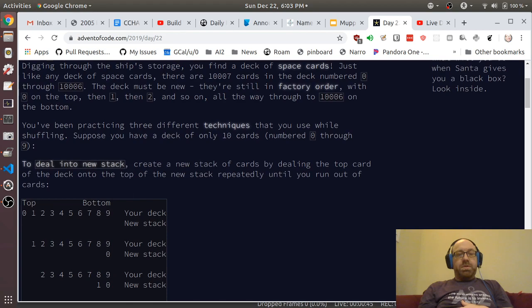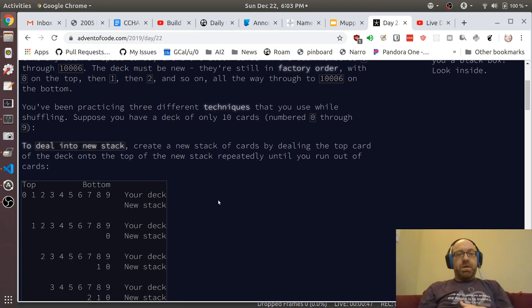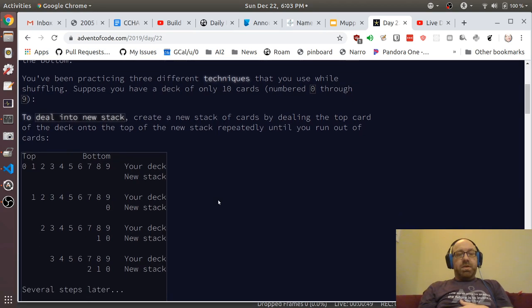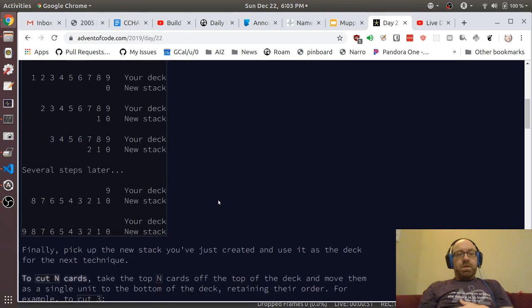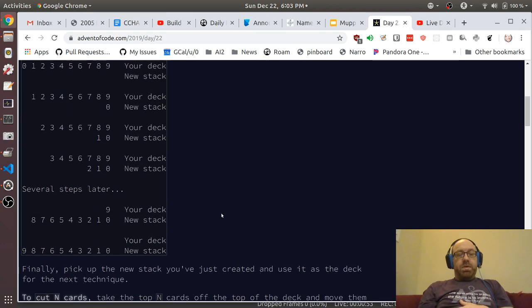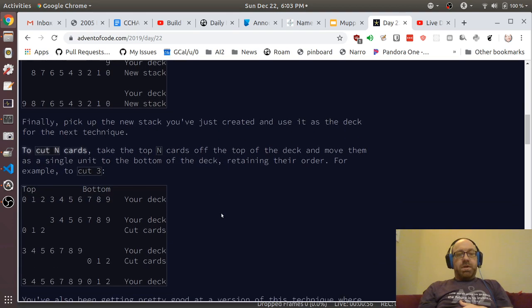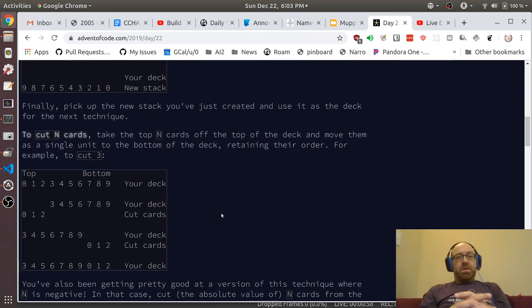Deal into new stack: create a new stack card and move the top card of the deck onto the top of the new stack repeatedly. Okay, so finally pick it. So deal into the new stack is just reverse. To cut N cards, take the top N cards off the top of the deck and move them as a single unit to the bottom of the deck. The cards retain their order. Okay, so that's pretty good.